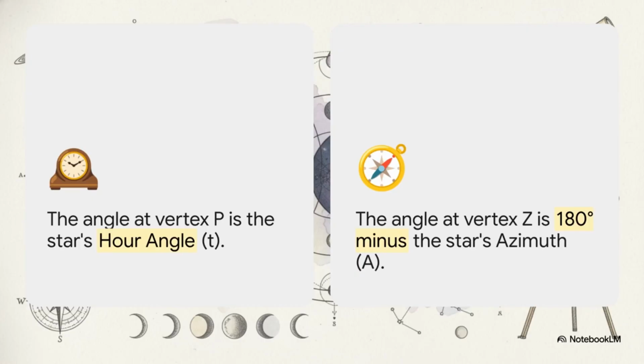The sides are only half this story. The internal angles of this triangle are just as significant. The angle at the celestial pole, vertex P, is exactly the star's hour angle. It's a measure of how long it's been since the star crossed the local meridian. And the angle at the zenith, vertex Z, well, that one is directly related to the star's azimuth, its compass bearing. You see how elegant this is? All the variables we're interested in are neatly encoded into the geometry of this one triangle.